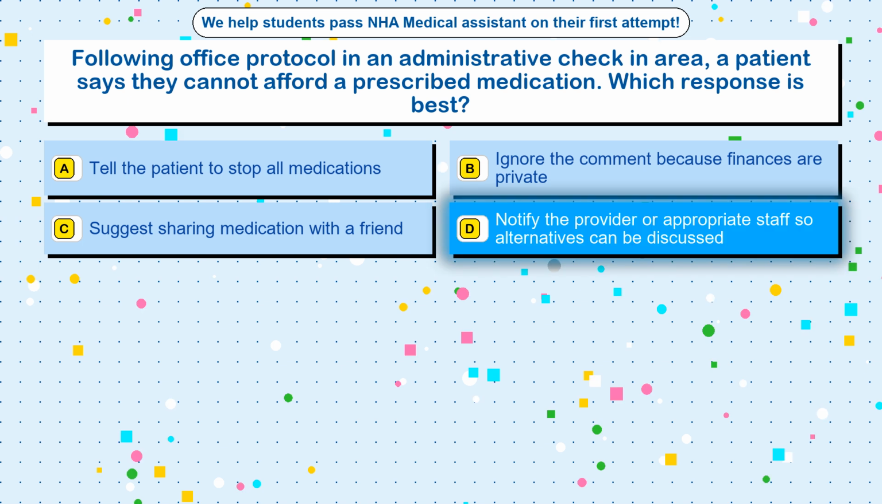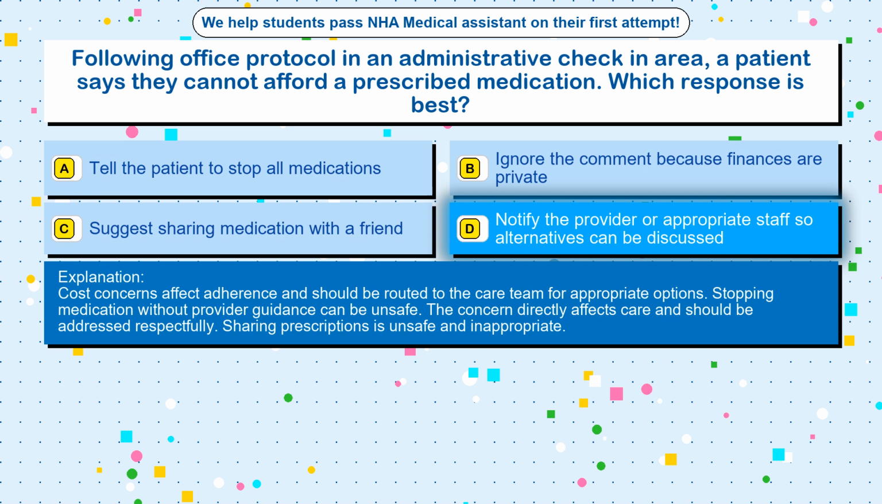The correct answer is option D, notify the provider or appropriate staff so alternatives can be discussed. Cost concerns affect adherence and should be routed to the care team for appropriate options. Stopping medication without provider guidance can be unsafe. The concern directly affects care and should be addressed respectfully. Sharing prescriptions is unsafe and inappropriate.